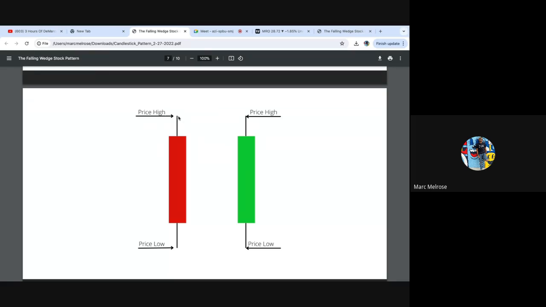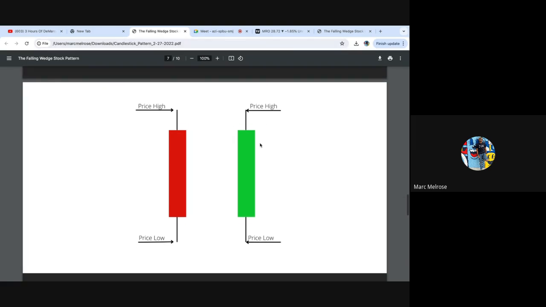If you have a wick, it'll be at the very top of the wick. If there's no wick, it'll be at the very top of the body of the candlestick. All right. Any questions so far? Again, it's relatively easy and simple. I just thought I'd go over it.